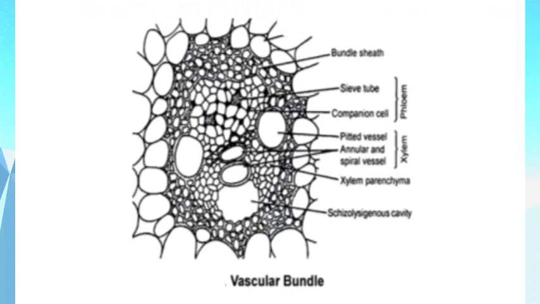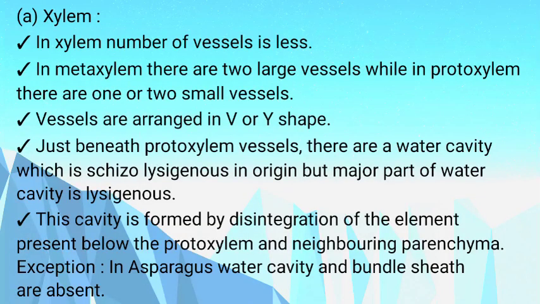But there is no cambium between xylem and phloem. That's why these are called closed type of vascular bundles, which do not show secondary growth. Under vascular bundles, we have to know xylem and phloem.